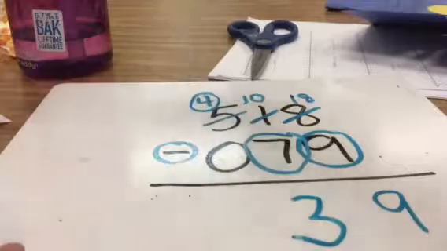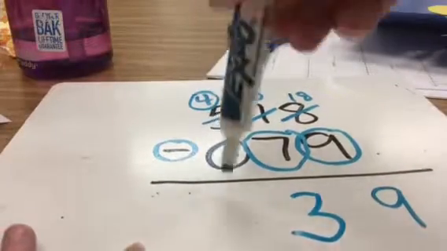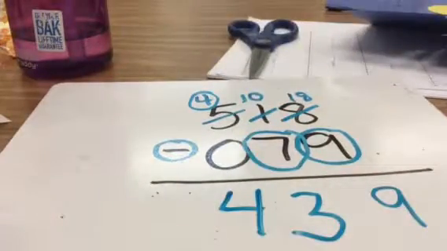Circle where your bigger number is. More on top. No need to stop. So 439 is the answer.